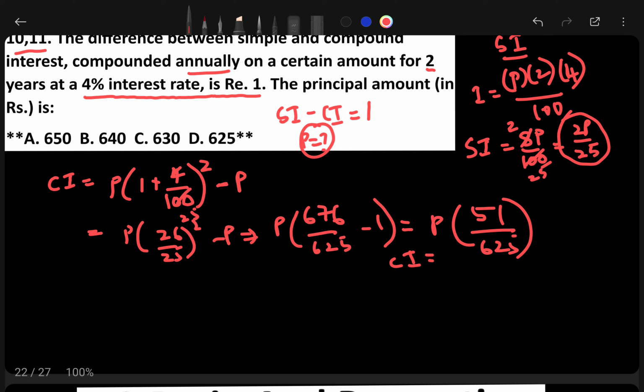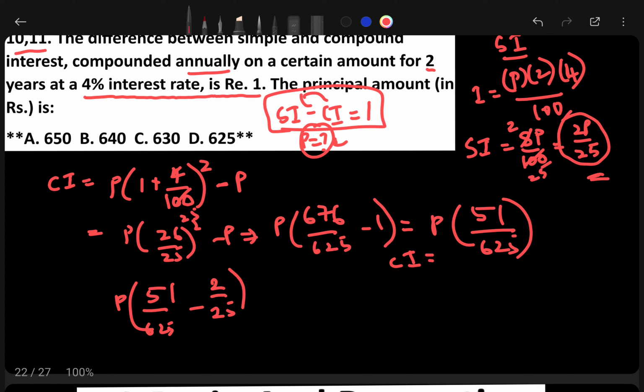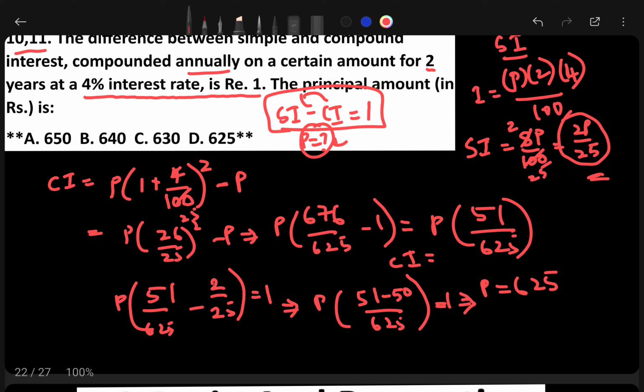Now the difference, compound interest minus simple interest, is given as 1. So 51 by 625 P minus 2 by 25 P is 1. Taking 625 as LCM, it is going to be 51 minus 50 is equal to 1. It is very huge but simple math. The principal amount is going to be 625 rupees.